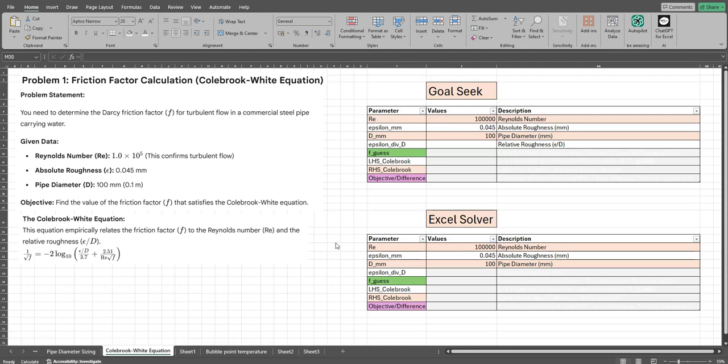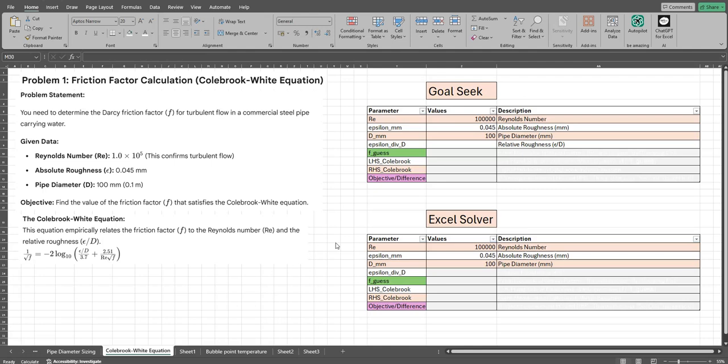Here are the given data. Reynolds number Re is 1 into 10 to the power 5. So that means this confirms turbulent flow. Absolute roughness epsilon is 0.045 millimeter. Pipe diameter D is 100 millimeter, 0.1 meter. So here is my objective: find the value of friction factor F that satisfies the Colebrook-White equation.